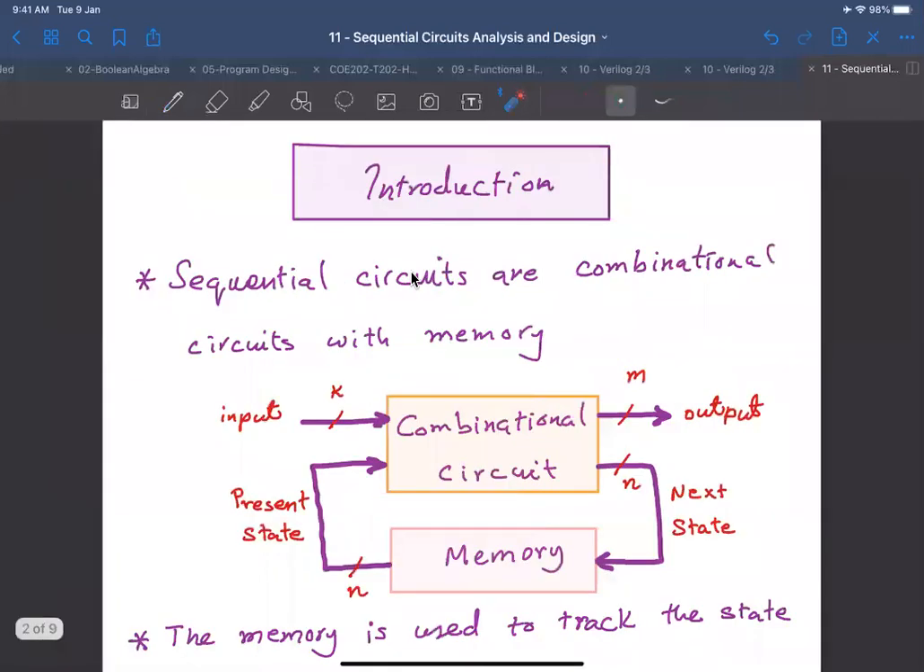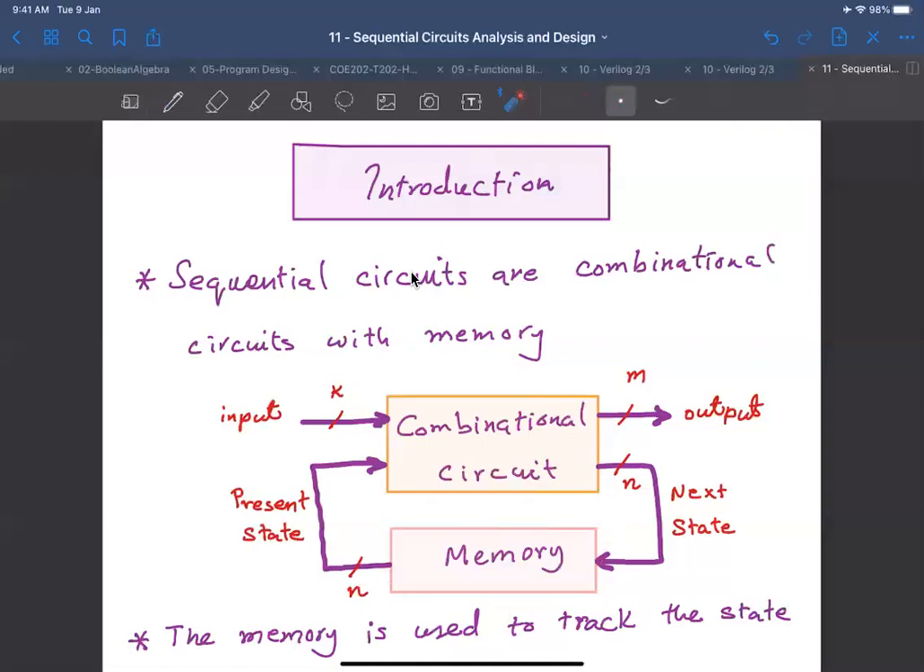Let's start with an introduction. Sequential circuits are a superset of combinational circuits. They are combinational circuits with additional components. What is this additional component? It is the memory component. The memory is supposed to keep track, or keep a record, of the state of the circuit.